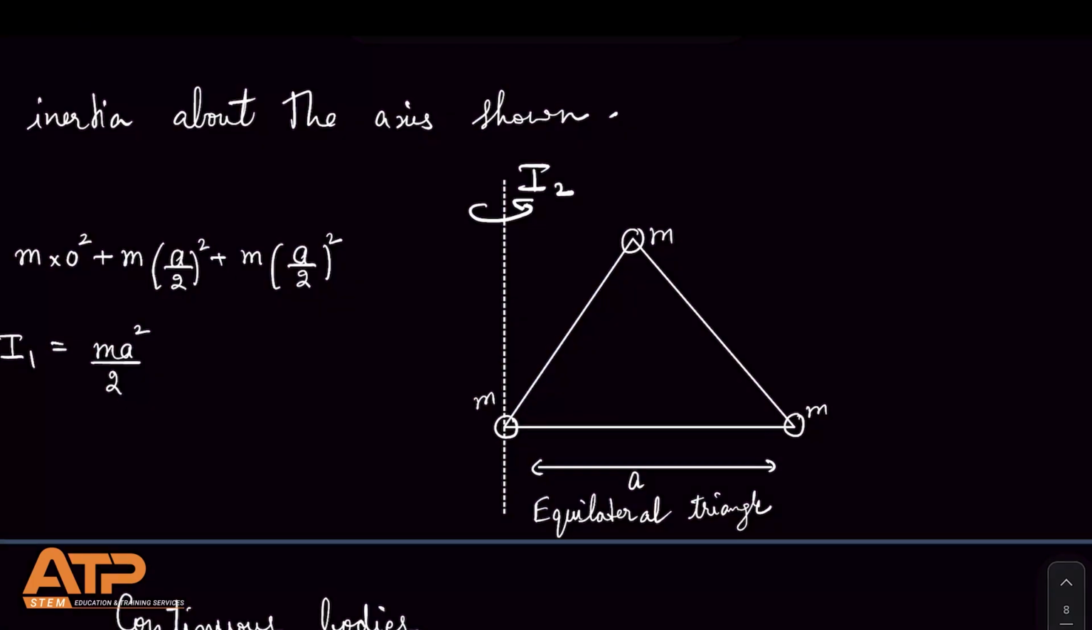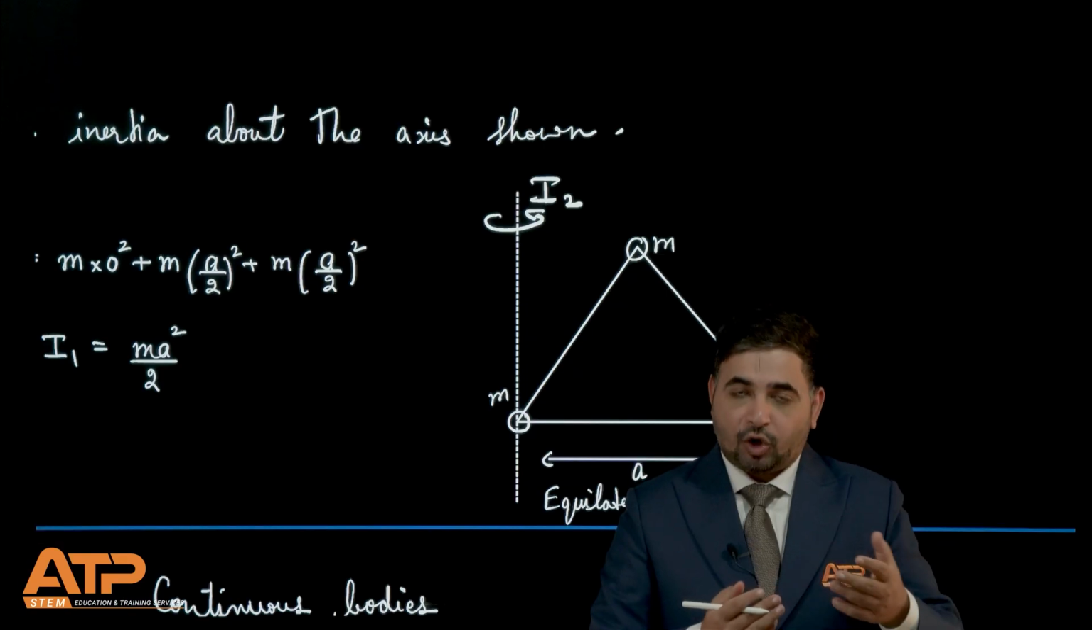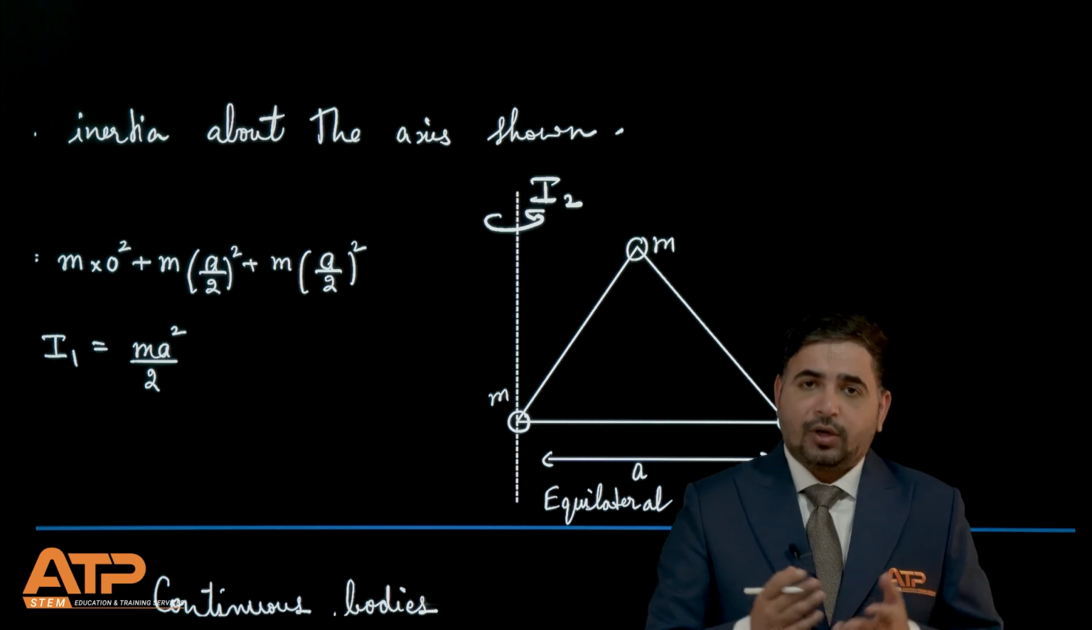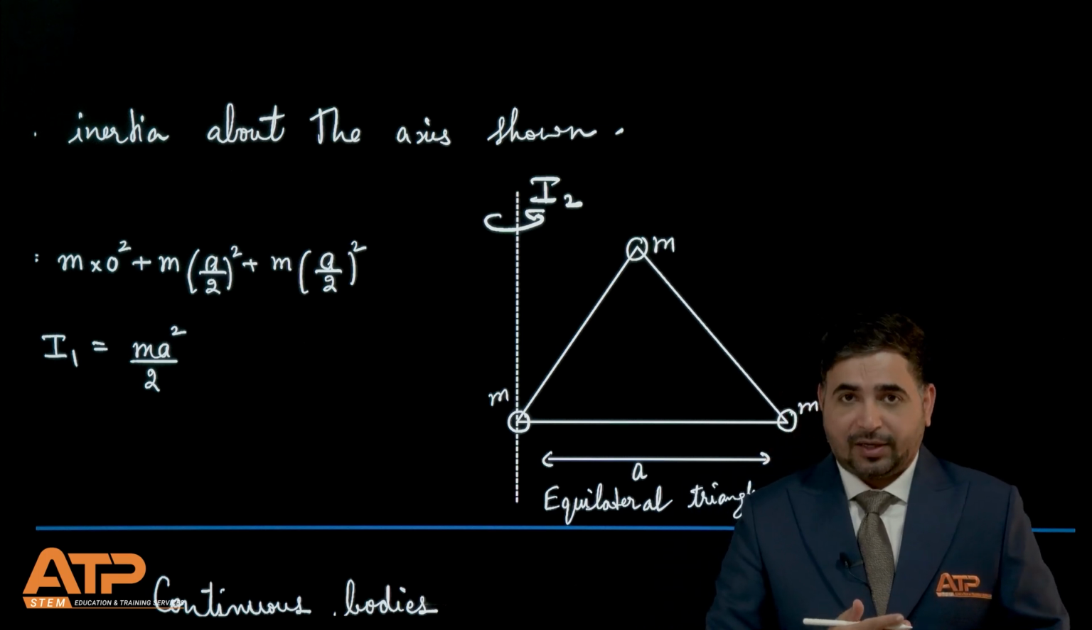Here the axis is not passing through the center, in fact it is passing this way, but it is parallel to the previous axis that we have discussed. Later on we will discuss the parallel axis theorem as well to solve the same question, but right now let's just see how to get this answer by summation.